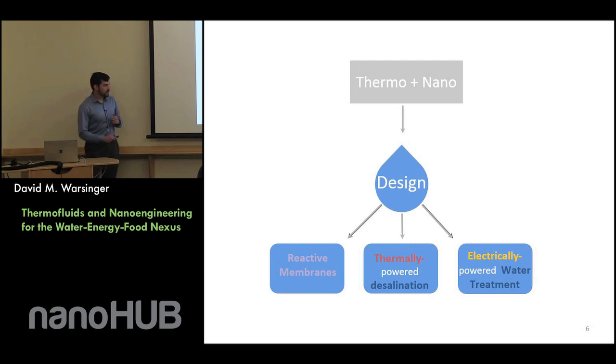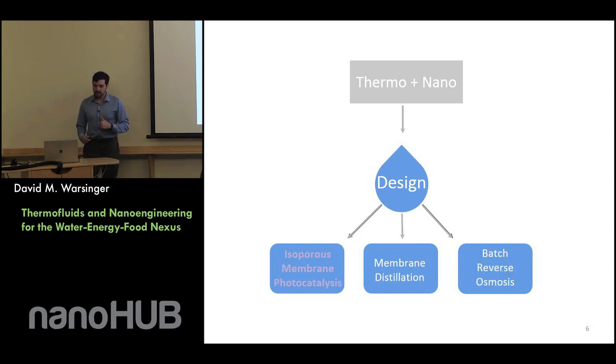So there are going to be three pieces as examples: reactive membranes, thermally powered desalination, and electrically powered water treatment. These examples will be through isoporous membranes for photocatalysis, membrane distillation as a thermal process, and batch reverse osmosis as a very efficient mechanical process.